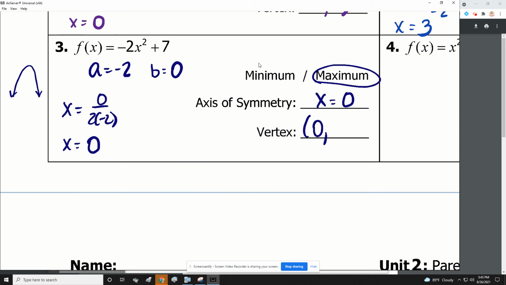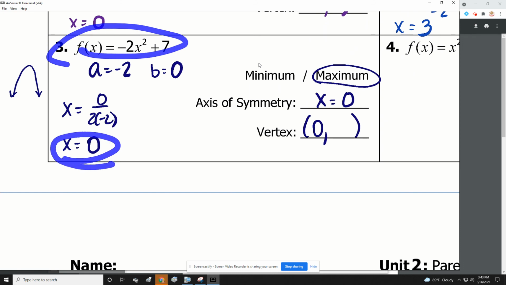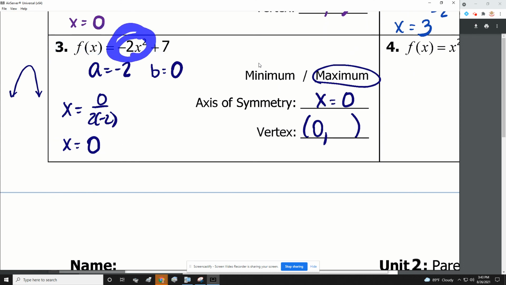So this one, I'm just going to plug it in my head. The y part of the vertex is going to be what this equals when x is 0. So when x is 0, this whole thing right here becomes 0, and you're just left with 7.